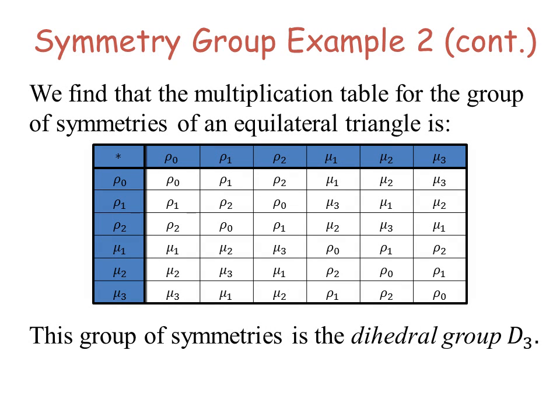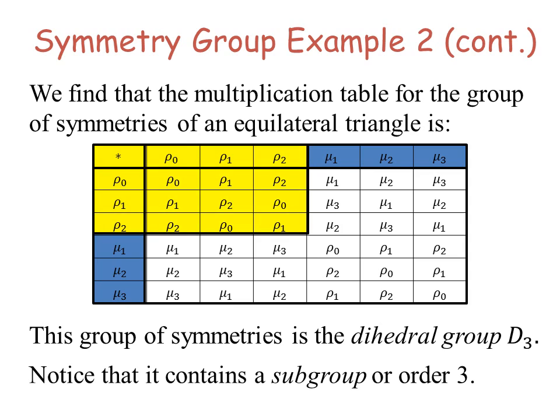This group of symmetries is called the dihedral group D sub 3. Here is the multiplication table for D sub 3. Since the entries in this table are not symmetric with respect to the main diagonal, we again see that the group is not abelian. Notice that the rotations alone, that is, the rows, form a subgroup of order 3.